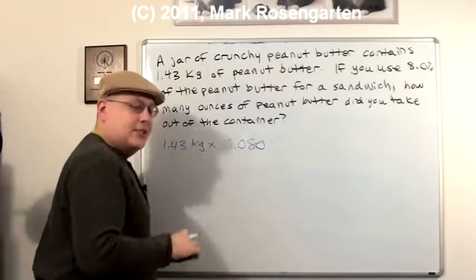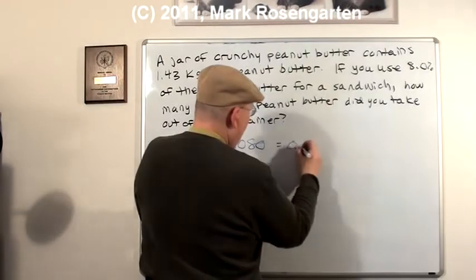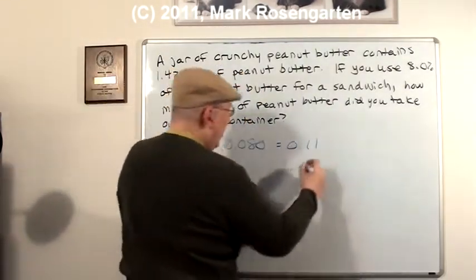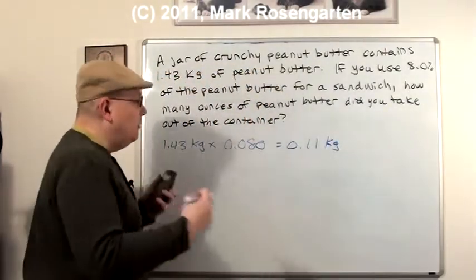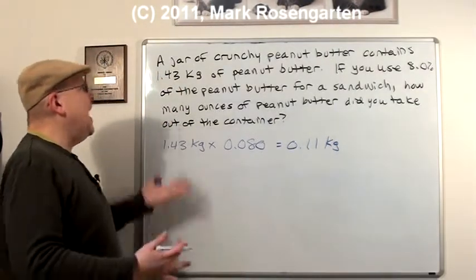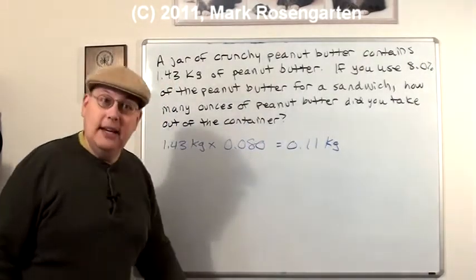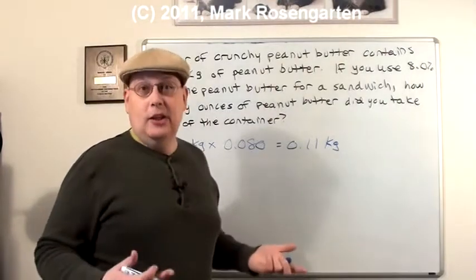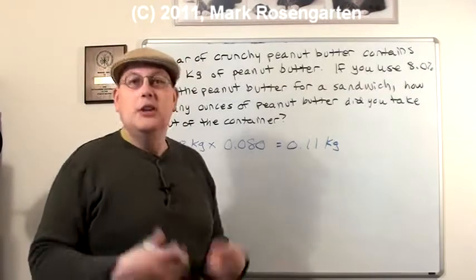All right, and so that gives us 0.11, that's 2 sig figs, 114, so that's 0.11 kilograms, a tenth of a kilogram of peanut butter. That's a fair amount of peanut butter. Okay, so 8% of our 1.43 kilograms is 0.11 kilograms. Now, it's actually easier to convert grams to ounces than kilograms, because I happen to know what the conversion factor is from grams to kilograms. You can look it up if you don't know.